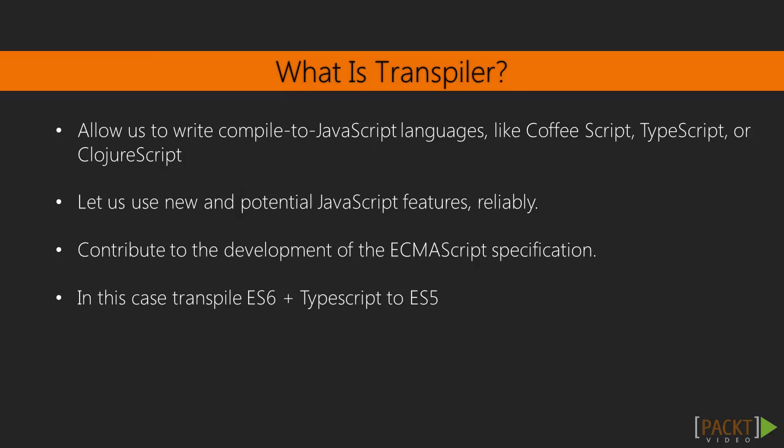What are transpilers? Transpilers allow us to write compile-to-JavaScript languages such as CoffeeScript, TypeScript, or ClojureScript. Let's use new and potential JavaScript features reliably. Contribute to the development of the ECMAScript specification. In our code, we will be using transpilers to transpile ES6 back to ES5 so we can render our app on the browser. Let's first try to understand why we need transpilers.